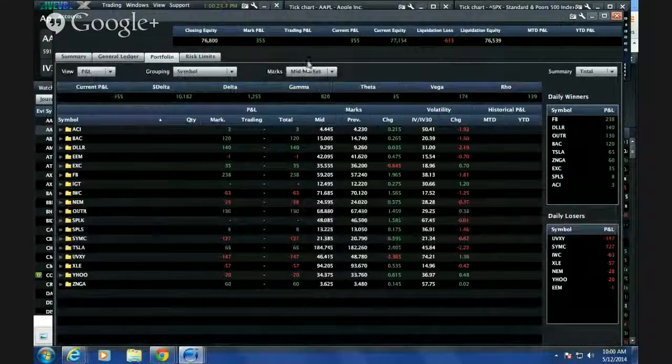Last Friday, I kind of mentioned I have a position that I like, which is positive theta and positive gamma.